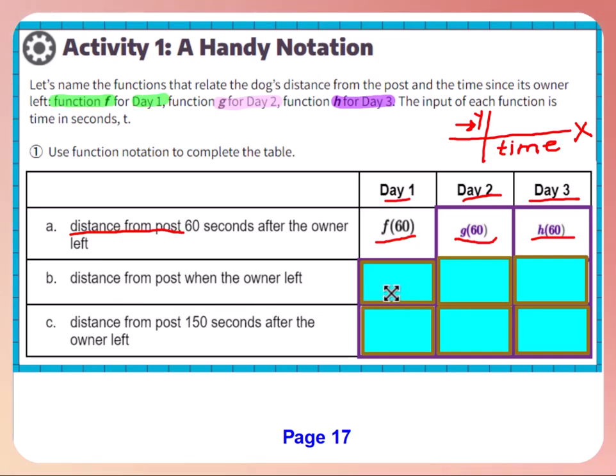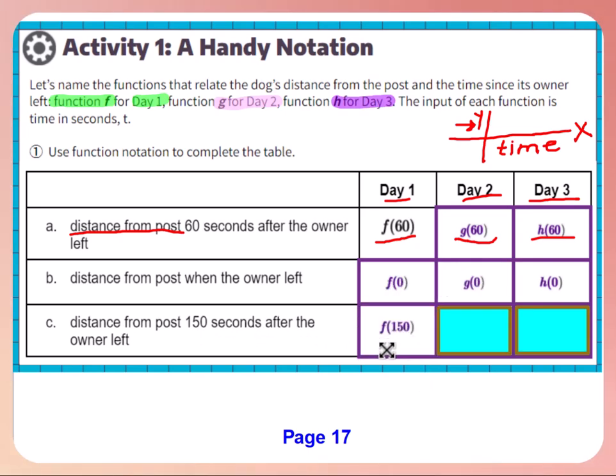All right, let's move down to the distance from the post when the owner left. Do you remember where we were on the x-axis when the owner left, when we first started timing? We were at 0. So on day 1, we write that as f of 0, day 2, g of 0, and day 3, h of 0. And then finally C, the distance from the post 150 seconds after the owner left. On day 1, we note it this way. On day 2, g of 150, and day 3, h of 150, because that's the way the word problem asks us to define these functions.